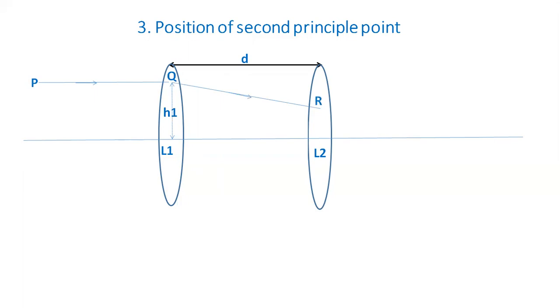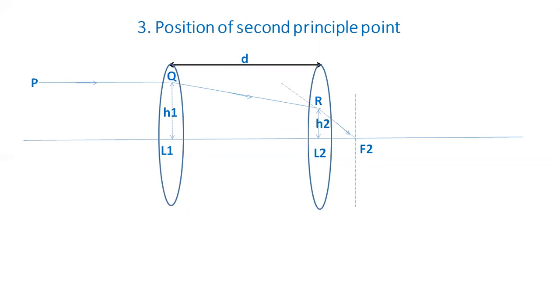It refracts along QR, and it is refracted light from the first lens. QR is the incident light for the second lens. This is incident at height h2 above the principal axis. And it refracts along RF2, here F2 is the second focal point. At the second focal point, you have to draw the plane passing through F2 and perpendicular to the principal axis. We get the focal plane, this is the second focal plane.